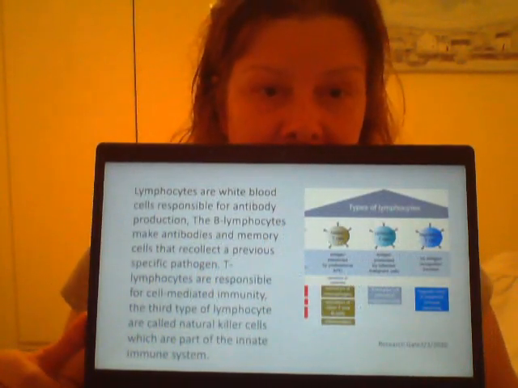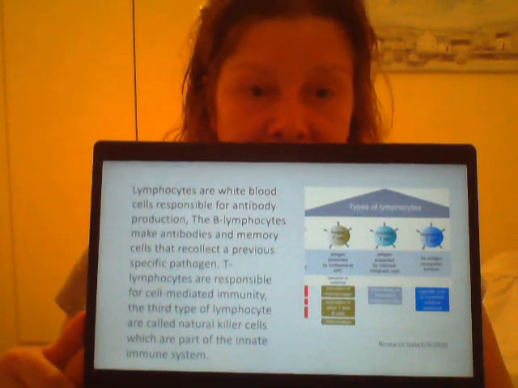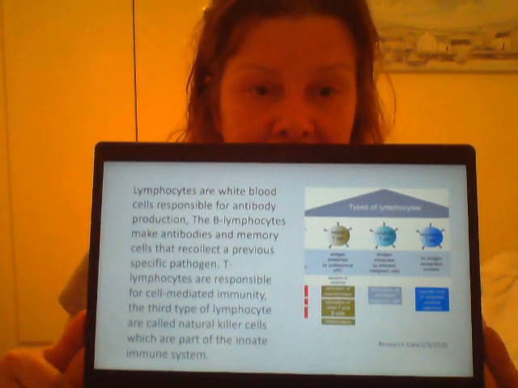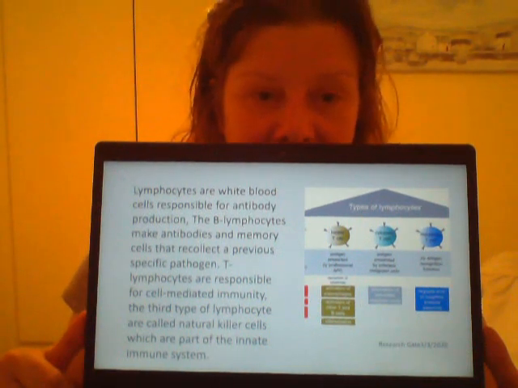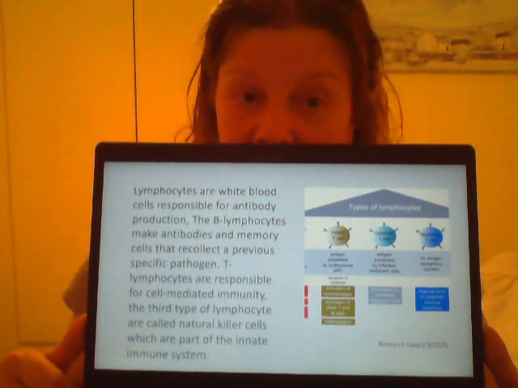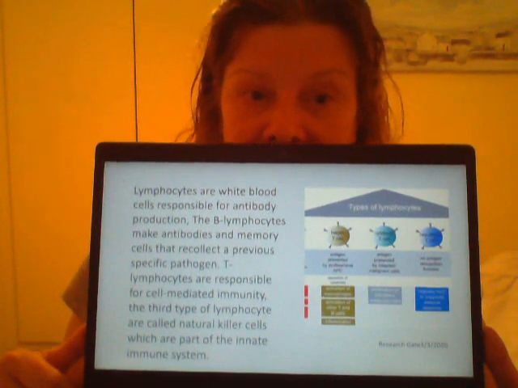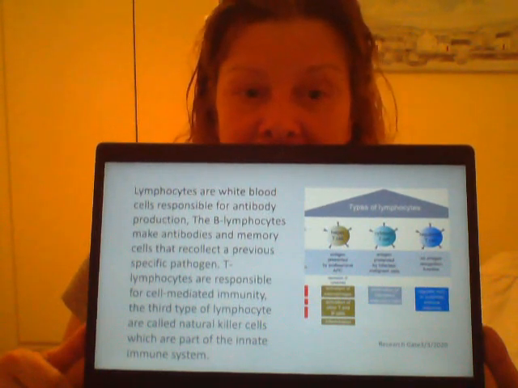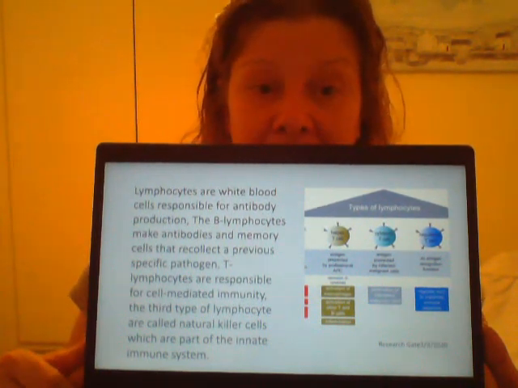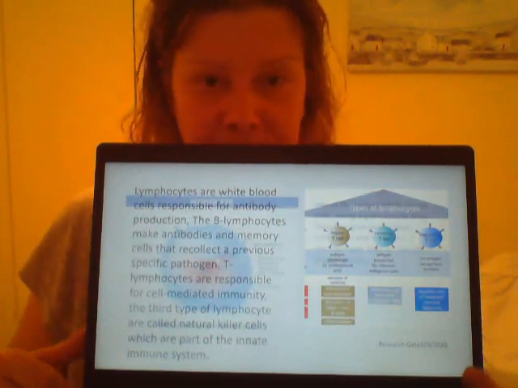Lymphocytes are white blood cells responsible for antibody production. The B lymphocytes make antibody and memory cells that recollect a previous specific pathogen. T lymphocytes are responsible for cell-mediated immunity, and the third type of lymphocyte is called natural killer cells, which are part of the innate immune system.